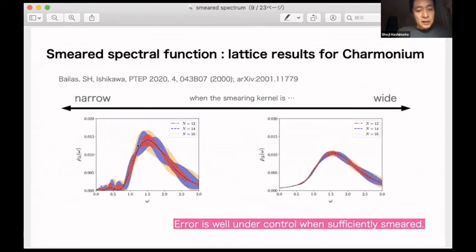Okay. Can I just ask what the quantum numbers were of this charmonium? In this particular case, I think it's pseudoscalar, but you can do the same thing for the vector.